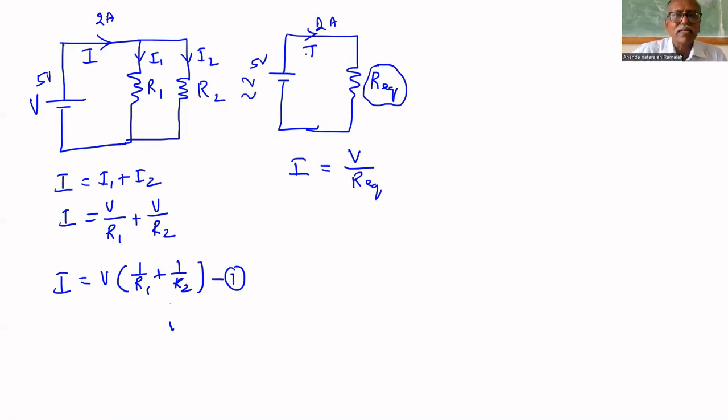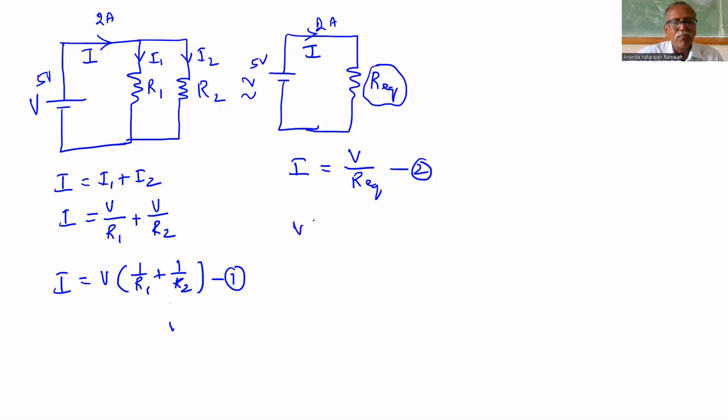Here also the same current flows. That current is equal to V by R equivalent. Am I correct or not? Because this resistance is equal to R1, R2. This is equation 2. From 1 and 2, both currents are equal because both circuits are similar. That's why I can equate 1 and 2.